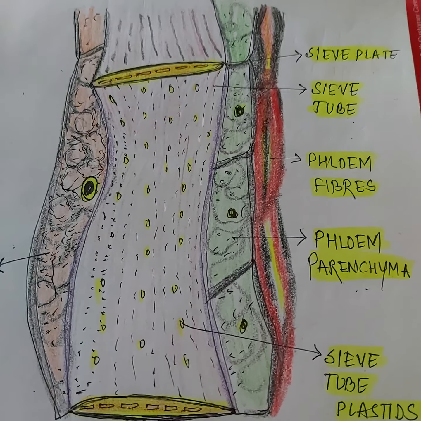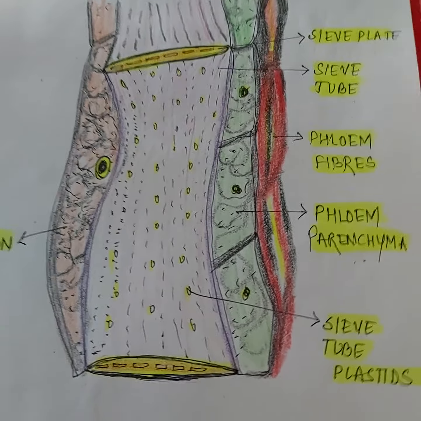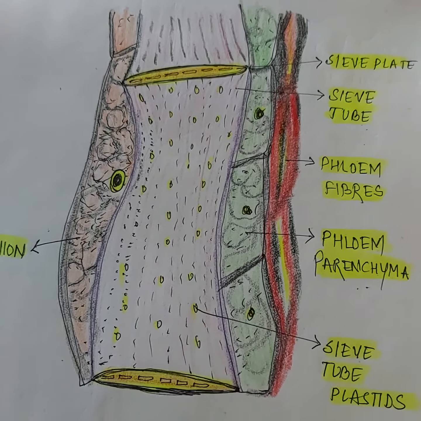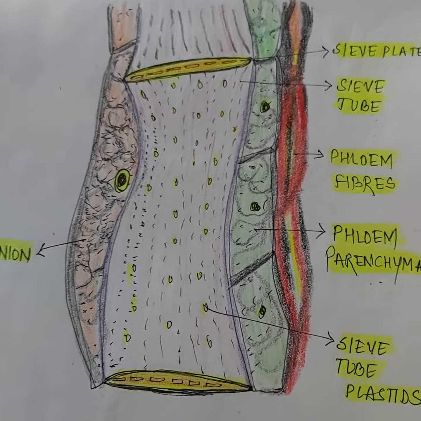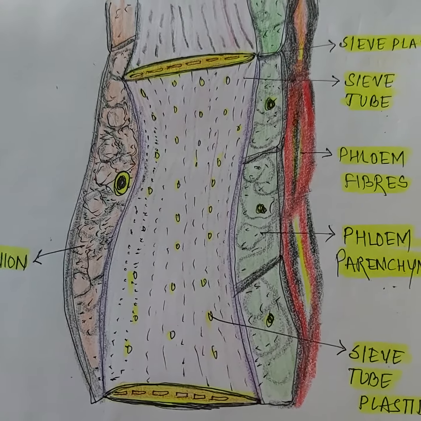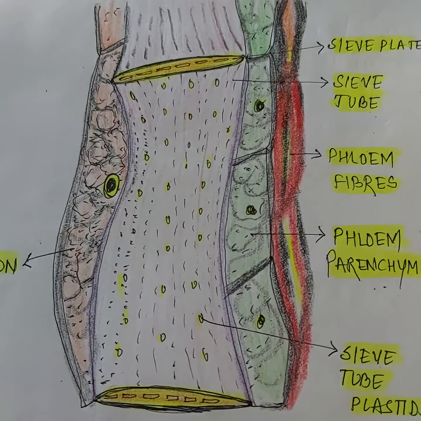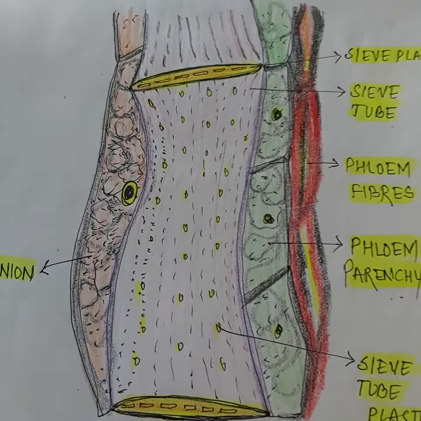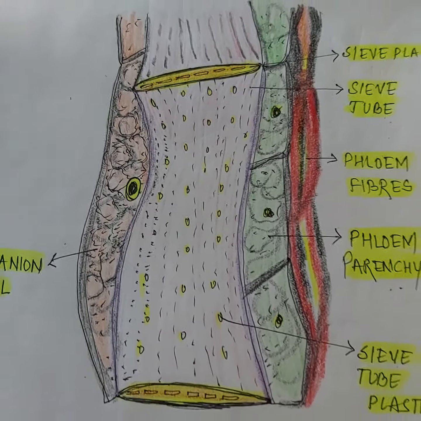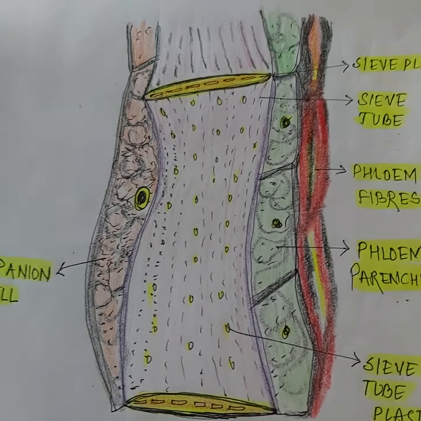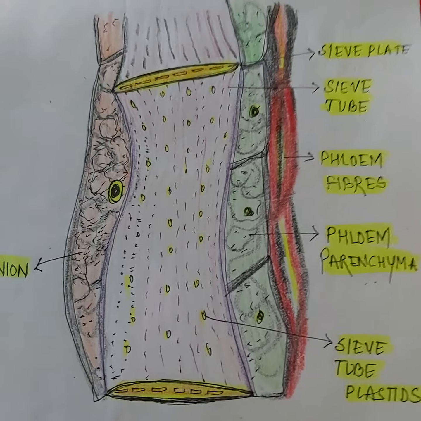Here you have to understand one thing, children, that water was moving only in one direction through the xylem tissue, that is downward to upward. But in case of food transport, it can take place in both directions, lateral directions also and vertical directions also, from the leaves to different parts of the plant where there is a sink.